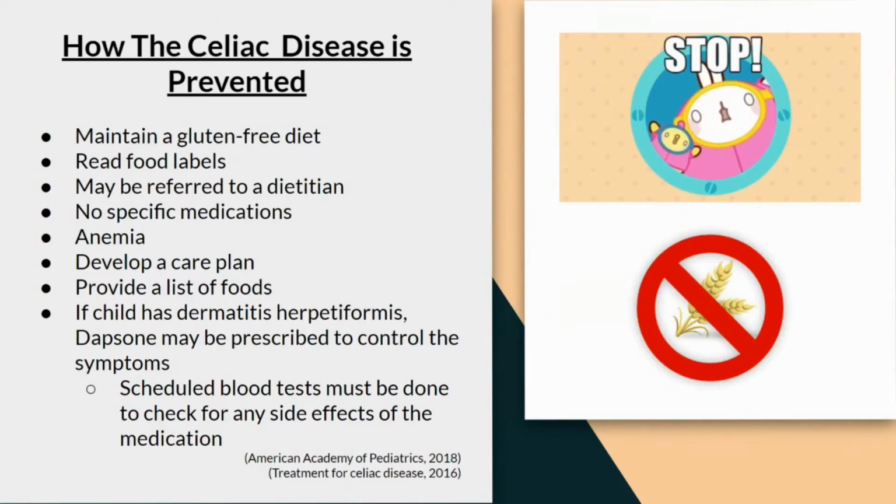Another option is developing a care plan that includes a list of foods that the child is allowed to eat and not allowed to eat. Also, providing a list of foods the child is allowed to eat to individuals such as teachers, family, etc. And if the child has dermatitis herpetiformis, dapsone may be prescribed to control the symptoms. It is an oral medication, and scheduled blood tests may be done to check for any side effects of the medication.